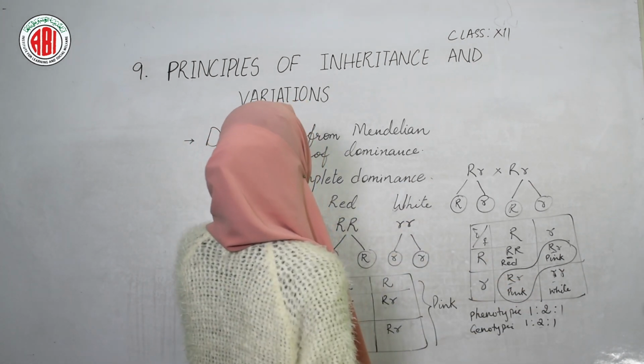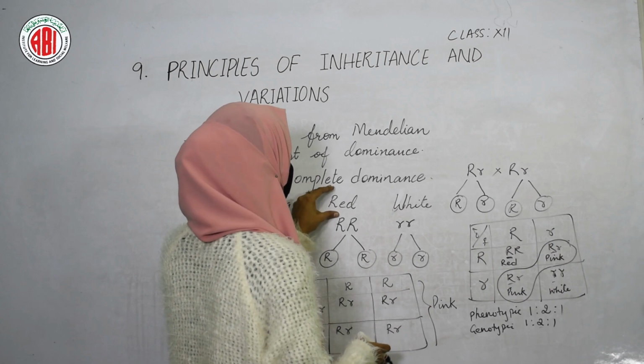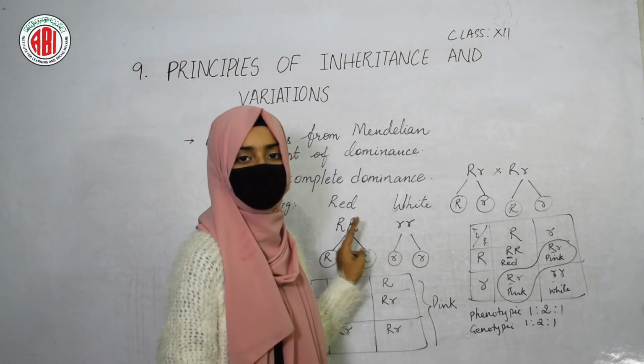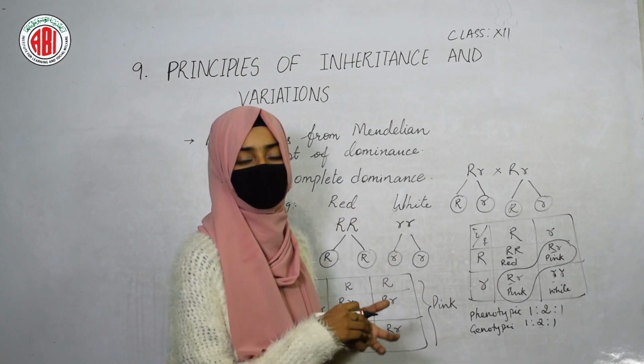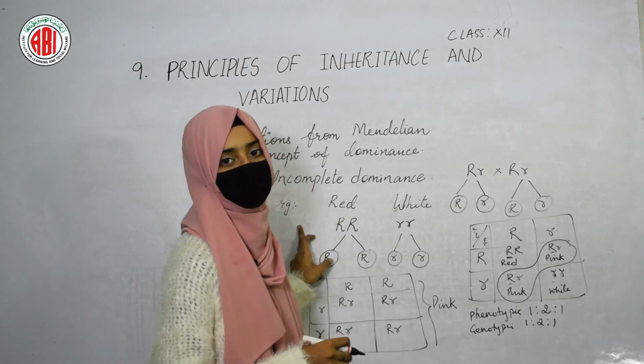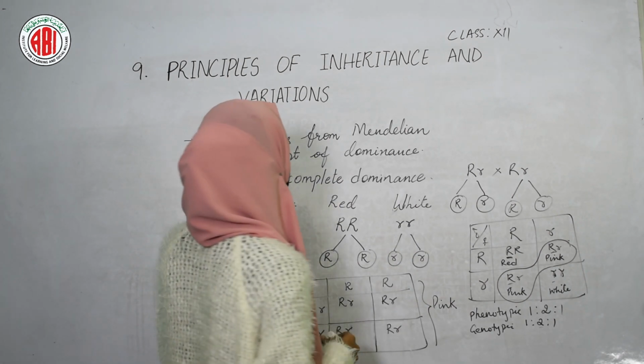So incomplete dominance is nothing but a situation where neither the dominant character nor the recessive character is fully expressed. This is called incomplete dominance. The recessive character cannot be dominated completely by the dominant trait. This is called incomplete dominance.